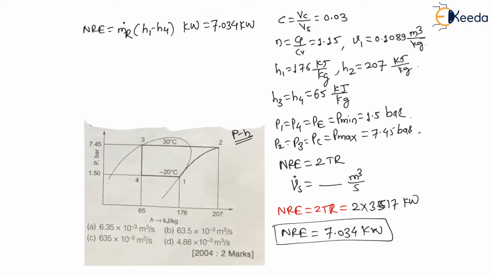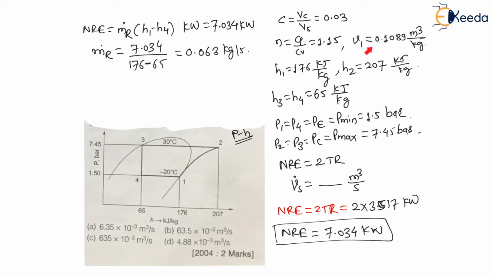So let us put the values. From this we will get mass flow rate. Mass flow rate is equal to 7.034 divided by H1 minus H4. This H1 minus H4 will go to the denominator. Therefore, H1 is given 176 and H4 is given 65. Let us write here 176 minus 65. Right. If I find this mass flow rate, then we will get mass flow rate is equal to 0.063 kg per second. Approximately this much mass flow rate you will find.